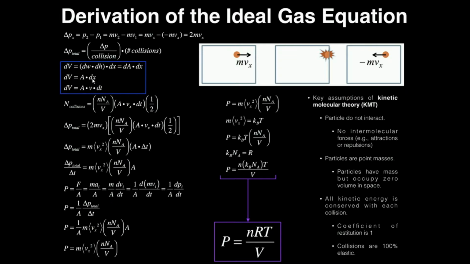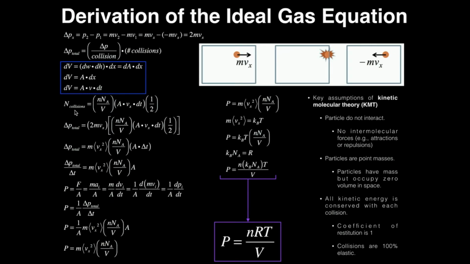So dV equals A dx. Now recall that dx, or just position in general, is equal to the product of velocity times the time. So I can write this dx as v dt. Therefore, dV, the volume, is equal to A times v dt. In other words, differential volume is equal to area times the velocity dt. Okay? Keep this in mind.